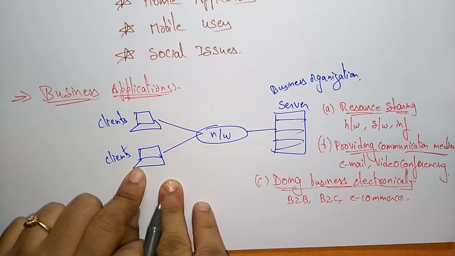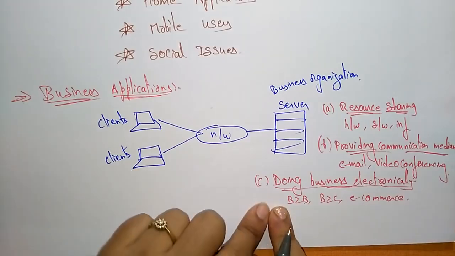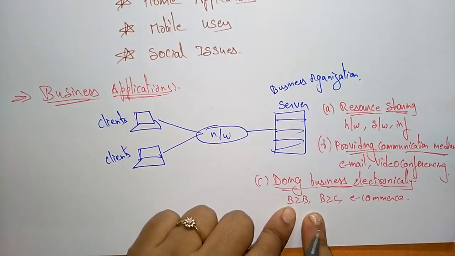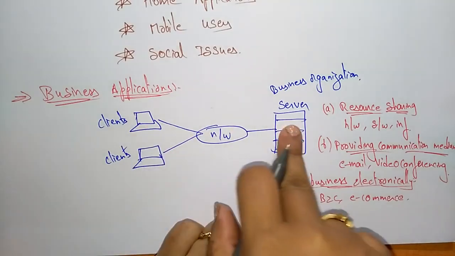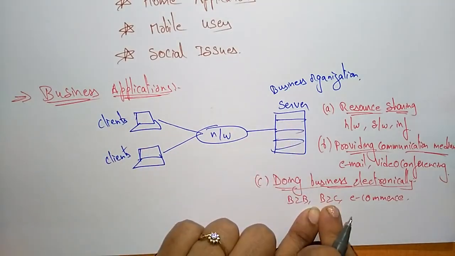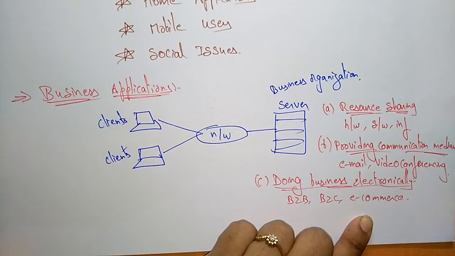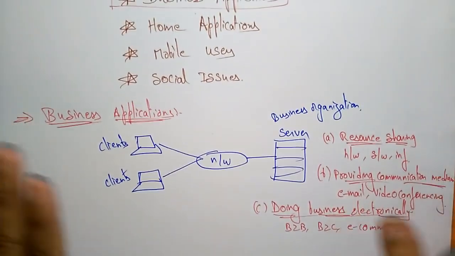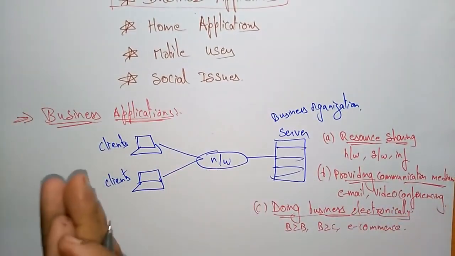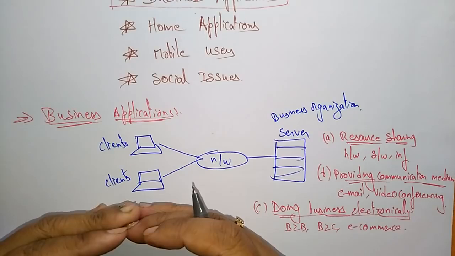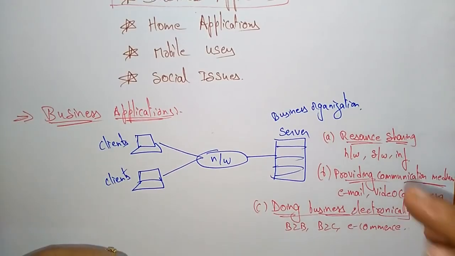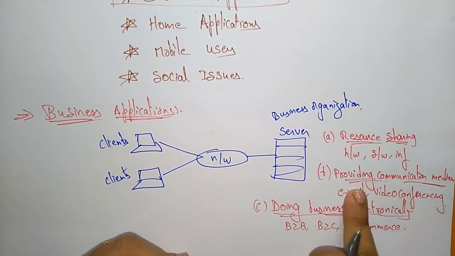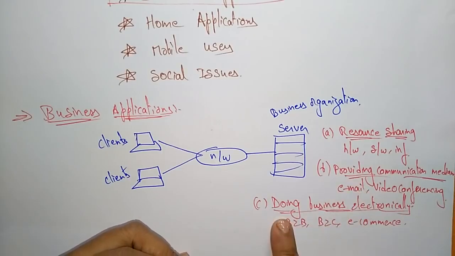So in the business applications, we can use the network for business to business communications or business to consumers, like this server and the client, and in electronic commerce also. So that is about the business applications. In the business applications, we are using the network for resource sharing, for providing communication media, and for doing business electronically.